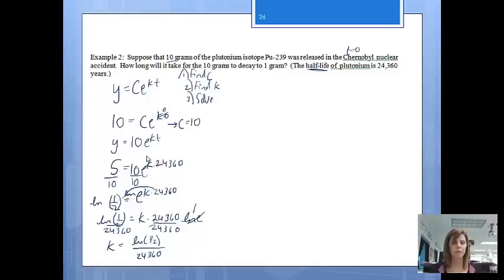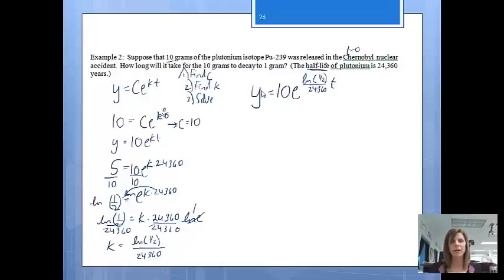Okay, so now rewriting my equation with all the information that I have, we're going to have y equals 10 e, and then instead of my k, it will be ln 1/2 over 24,360, times t. Notice that I'm not trying to find that out as a decimal right now, because if we round in the middle of the problem, we'll get rounding errors at the end, and that could make a big error when I'm all done. So I'm just going to leave it exact until I'm all the way done with all my calculations.